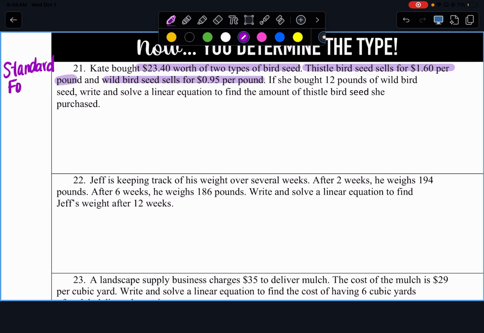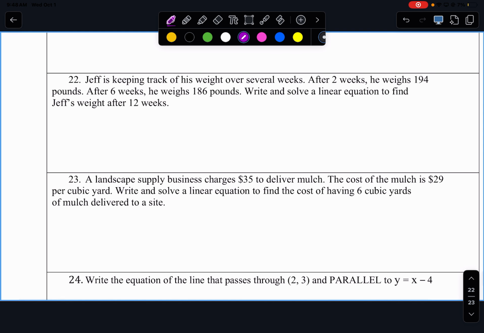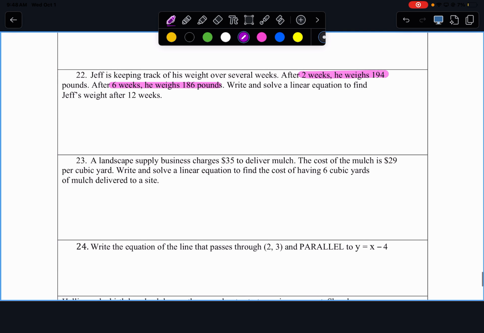Okay. Then, 22. Jeff keeps track of his weight over several weeks. After 2 weeks, he weighs 194. And after 6 weeks, he weighs 186. What are we given right there? 2 points.